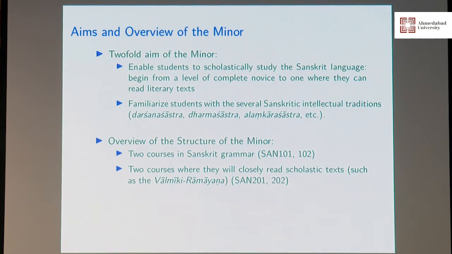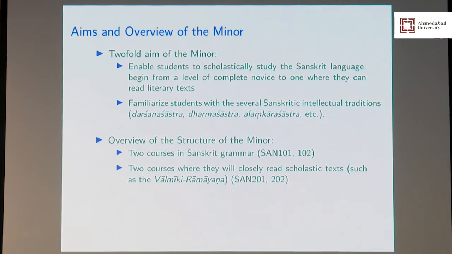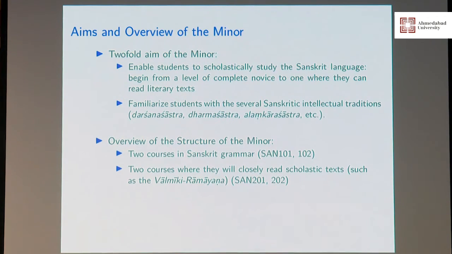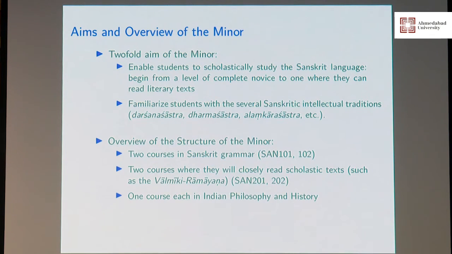So for instance, there's Sanskrit 3 right now going on, Sanskrit 4. We read texts like the Rāmāyaṇa. We read texts which could be a philosophical text, for instance, in Sanskrit as well. So that's the aim. In your first year, you do Sanskrit grammar. In your second year, you start reading original Sanskrit texts. And you need to take 6 courses for the minor. You need to do 2 more courses, one in Indian philosophy and 1 course in Indian history.